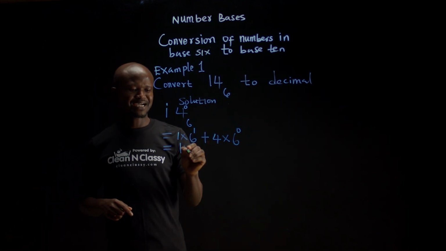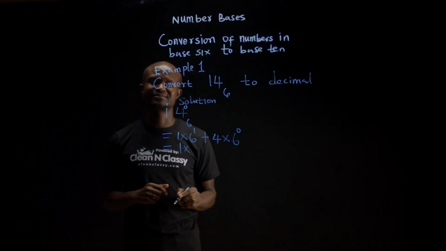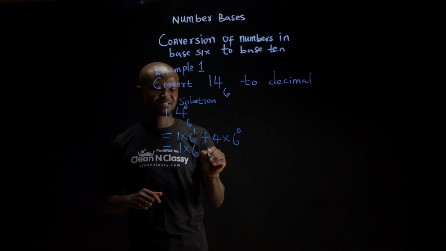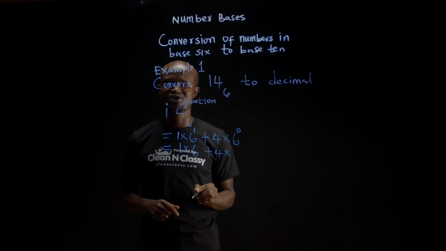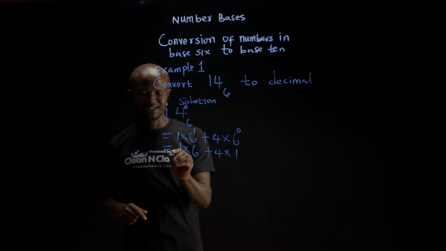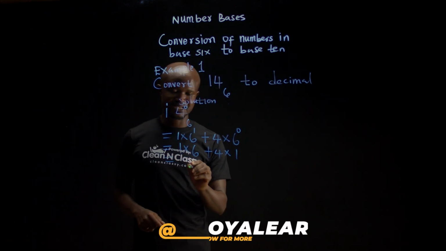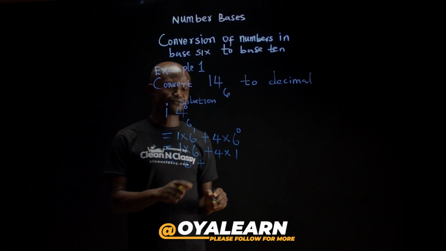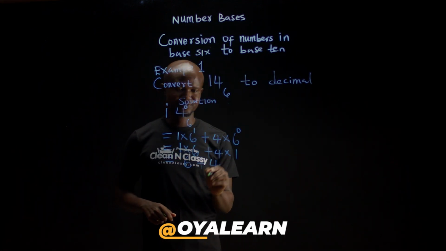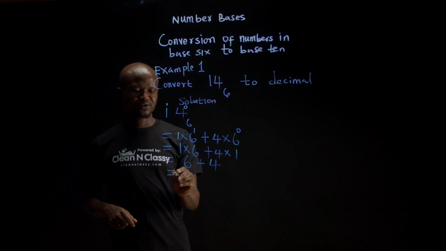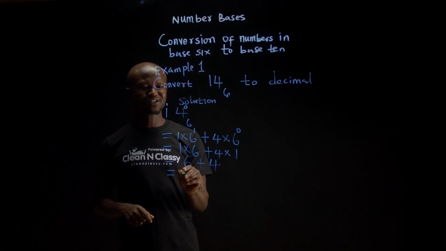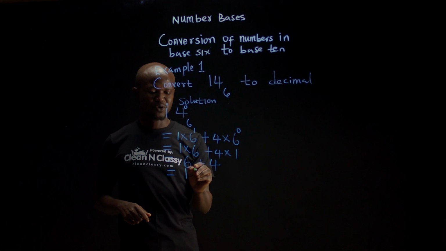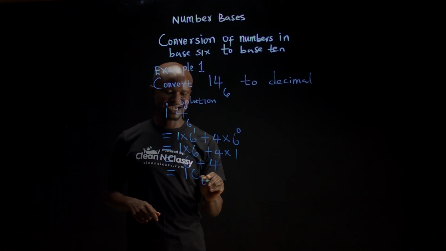1 times 6 raised to the power of 1. What is 6 raised to the power of 1? 6. Plus 4 times 6 raised to the power of 0 is what? 1. Then 1 times 6, 6. 4 times 1, 4. So what do we have here? 6 plus 4, that is 10. So it means that 14 base 6 is now 10 base 10. That is the solution to the question.